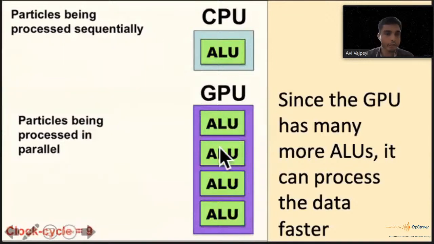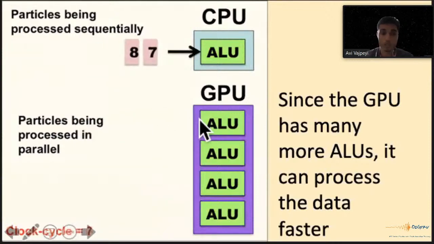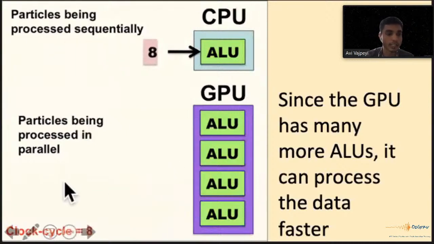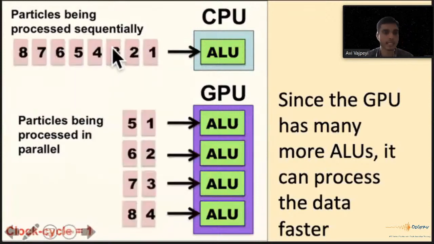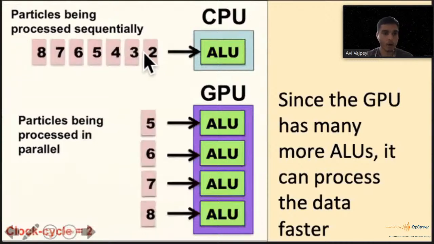Now, because the GPU has way more ALUs, we're processing the particles on the GPU much faster than the CPU. In fact, on the GPU, it's done in what's known as 2 clock cycles, but on the CPU, it's taking all 8 clock cycles because it's processing sequentially. It needs to wait for the first one to be processed before it can do the second particle, and so on.